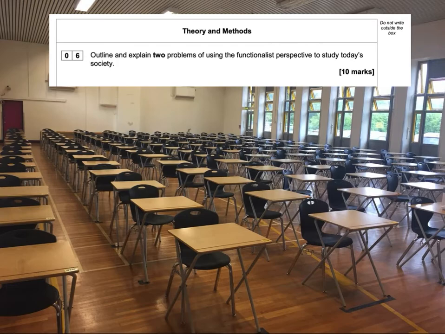Hence, from the first bullet point of the specification, you could be asked a question such as this from the 2018 paper. Outline and explain 2 problems of using the functionalist perspective to study today's society. Here, the question is about theory in general. You do not need to link this to a specific topic, although you can if it helps you to develop a criticism. In other words, for this theory and methods section, you are required to have a general understanding of the theory. That understanding may include, but is not restricted to topic areas such as families, education and crime.